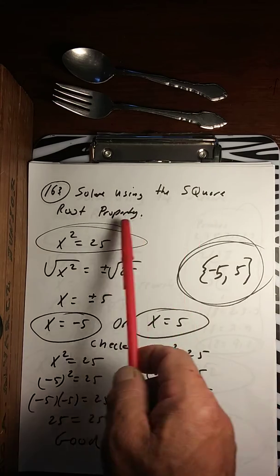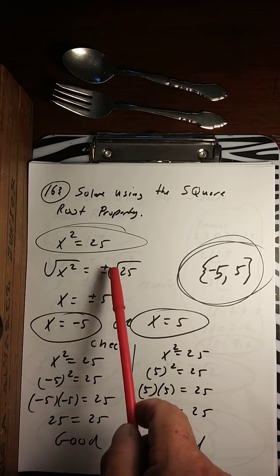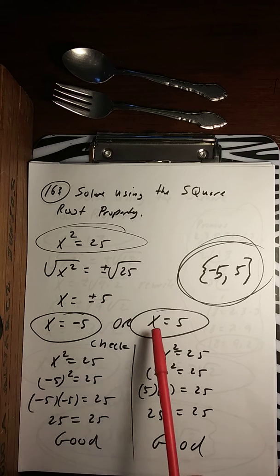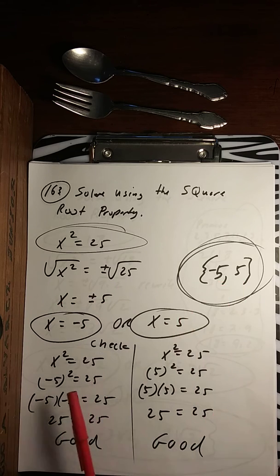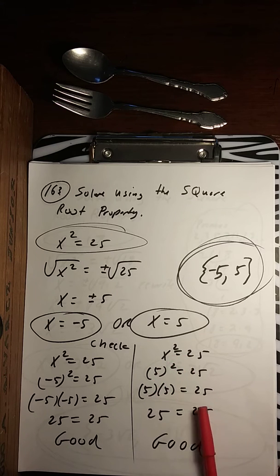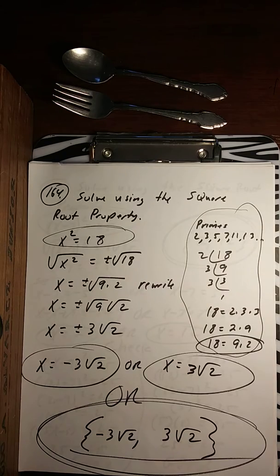Solve using the square root property. Take the square root of the left side, square root of the right side. So square root of this equals plus or minus square root of this. So x equals plus or minus 5. So square root equals negative 5 or positive 5. Check. Does that work? I don't know. Put them back in the original problem. Negative 5 squared, negative 5 times negative 5 is 25. 25 is 25. Yes. 5 squared, 5 times 5 is 25. Is 25 equals 25? Yes. Good. They both work, the negative 5 and the 5.